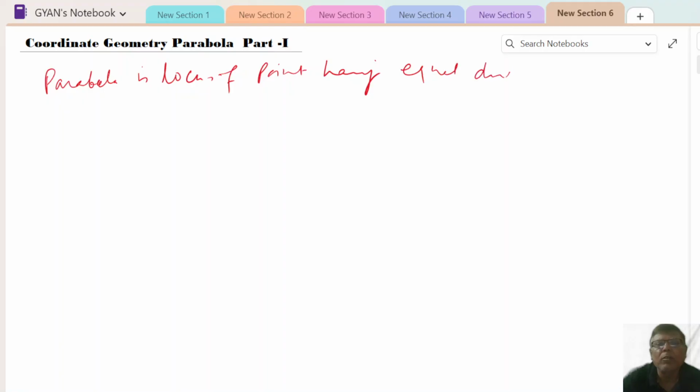So what is a parabola? A parabola is the locus of a point having equal distance from a fixed point and a fixed line.